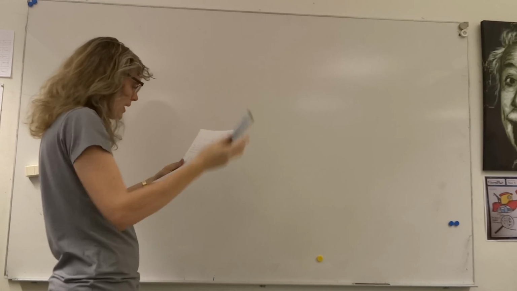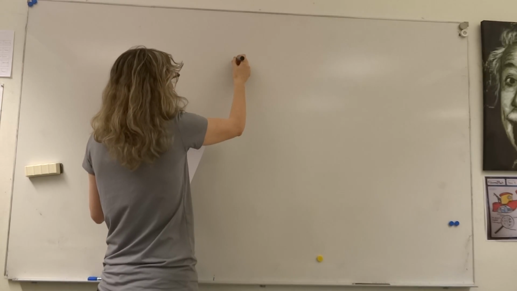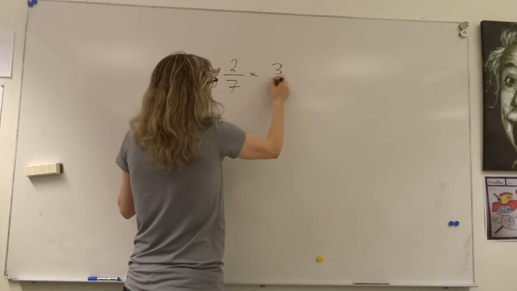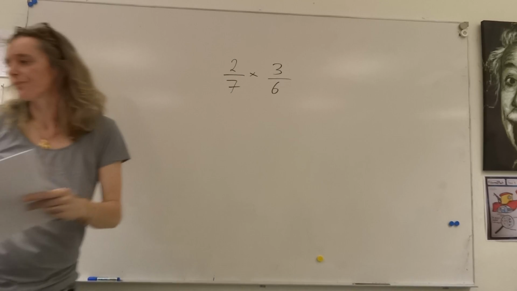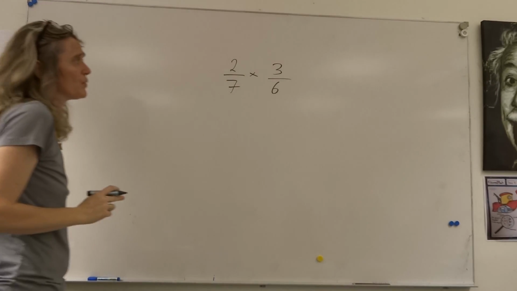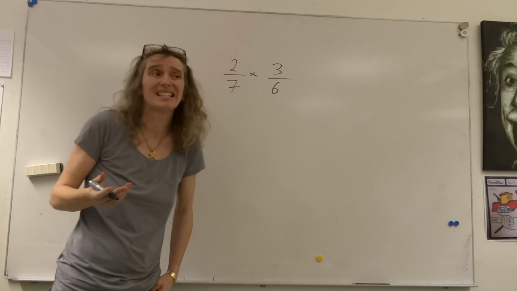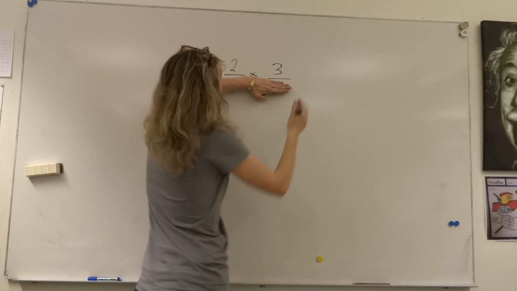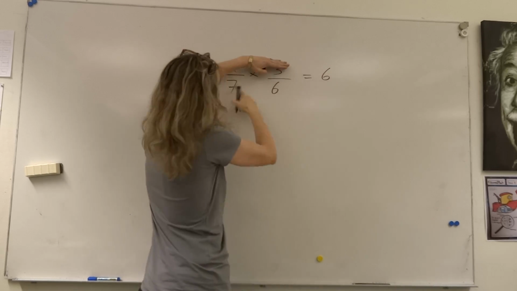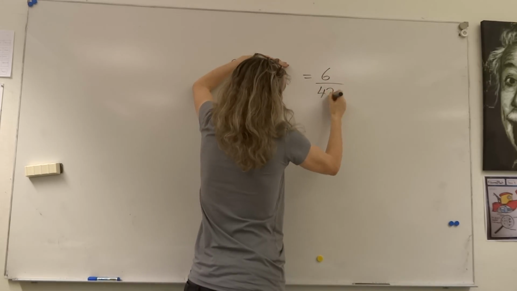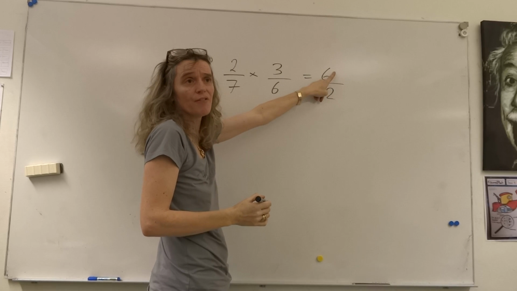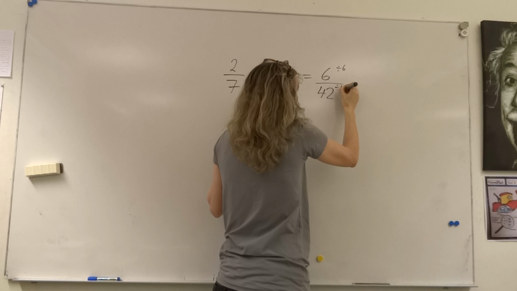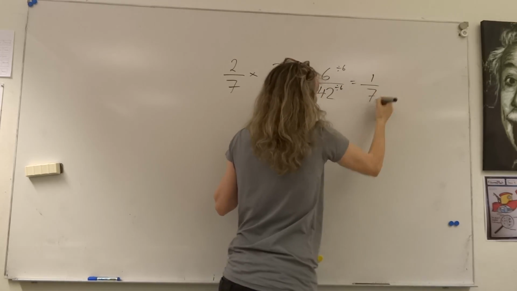The next one is a multiplication, which of course is our favourite. 2/7 multiplied by 3/6. There's 2 different ways we could do this, actually. In fact, there's several. We could just do the multiplication as it stands. 2 times 3 is 6. 7 times 6 is 42. 42 is a multiple of 6, so we could divide top and bottom here by 6 to give us 1/7.